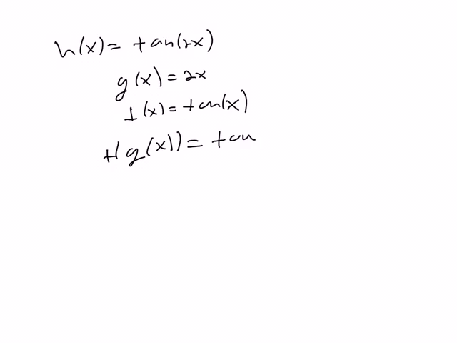Also, g of x is continuous everywhere because it's a polynomial. Tan of 2x is equal to h of x. That's problem 26.